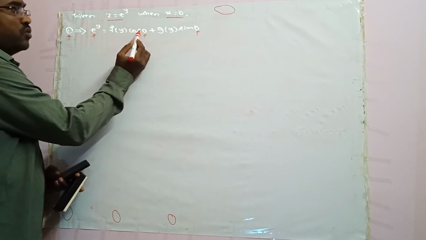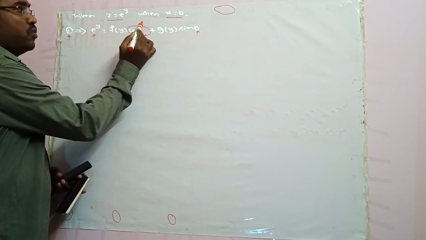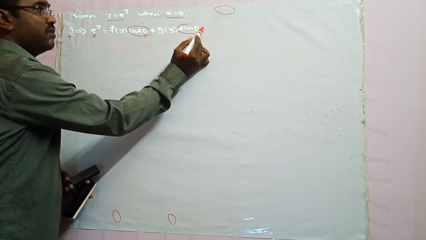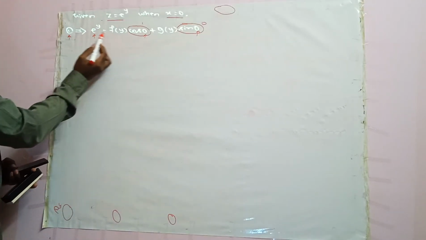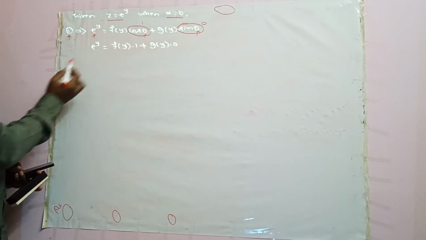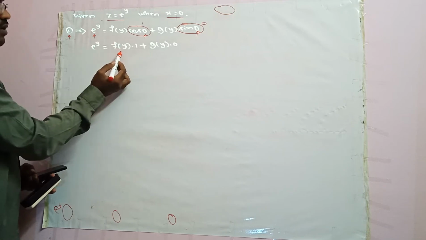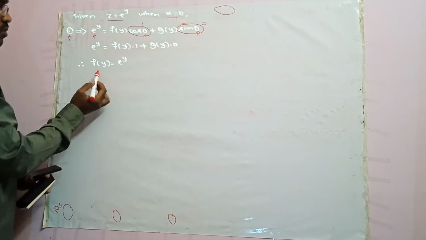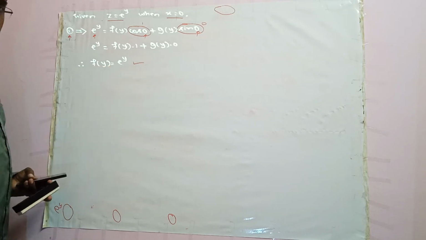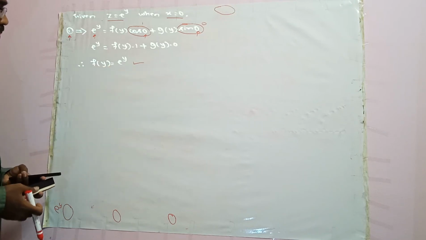What is cos 0? Cos 0 value is 1. The value of sin 0 is 0. What remains? E to the power y is equal to f of y plus g of y into 0. If you simplify, you will get the value of f of y as e to the power y.